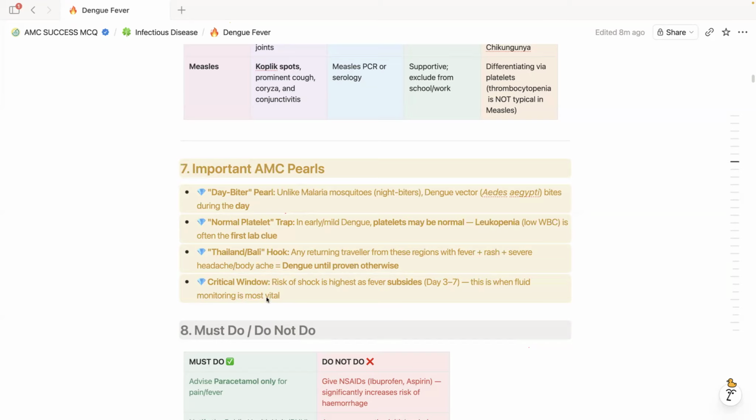The critical window: the risk of shock is highest from day 3 to 7 of fever. This is when fluid monitoring is most vital.